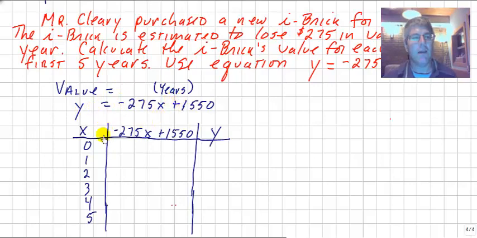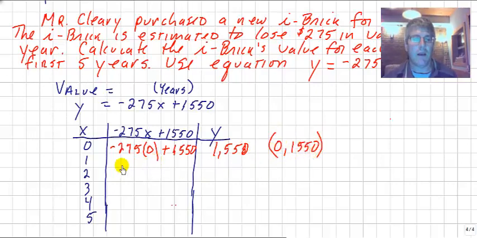So here's my equation. I've set up a table, kind of a table of values with my equation in the middle. So I've got some x's. X's are going to be time again. My independent variable is the year, and my value is the dependent variable. So my value depends on the year. So in year 0, when I purchase it new, I put 0 in for x into my equation, or my mathematical model, and I get a y, or a value, of $1,550, which of course is the ordered pair 0, 1550.